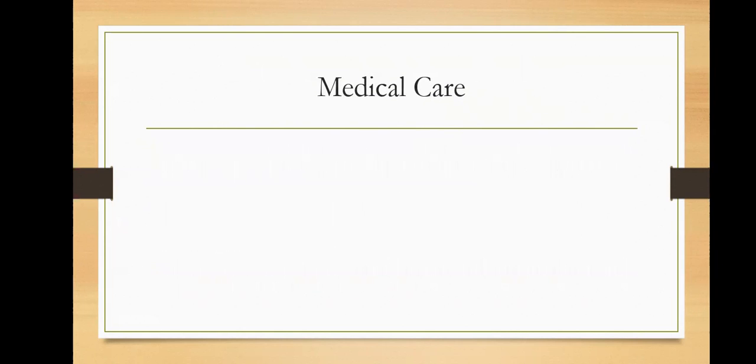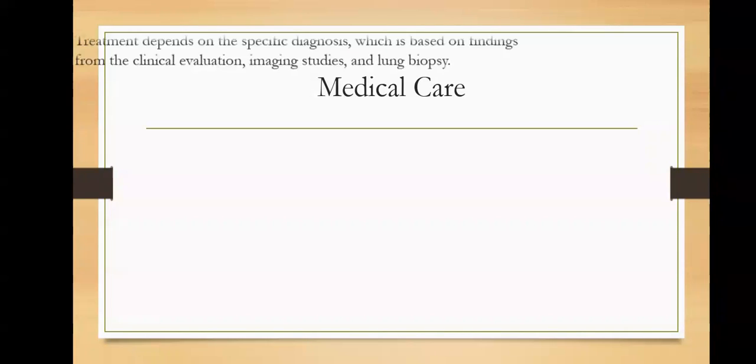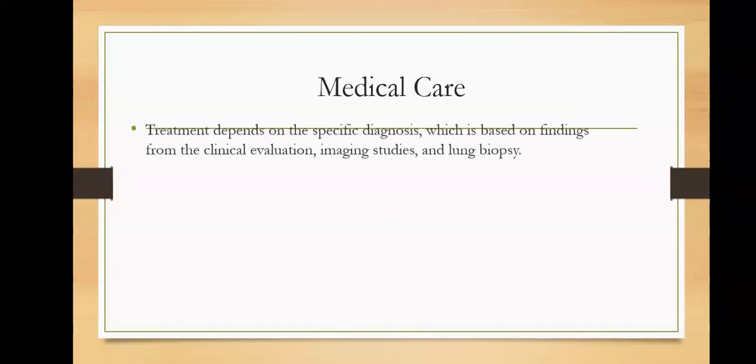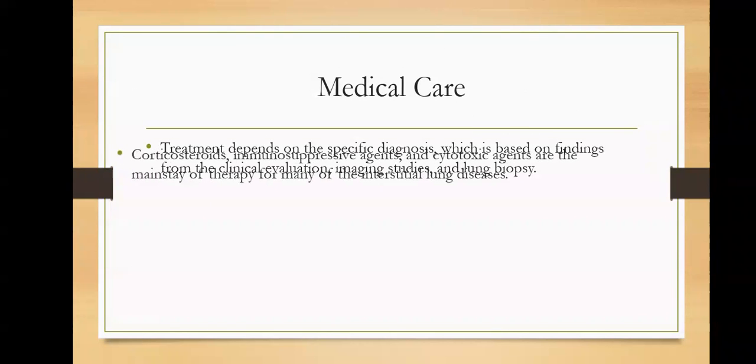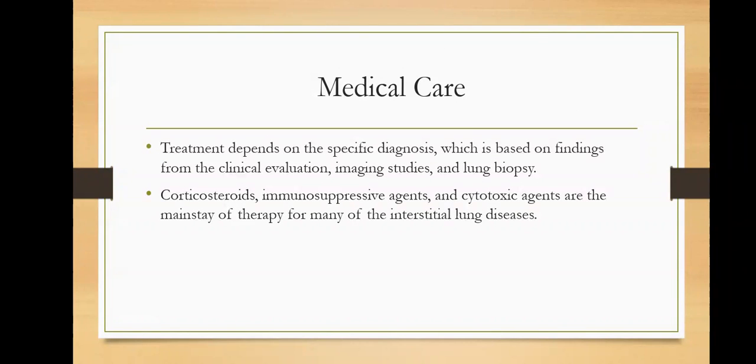The treatment depends on the diagnosis, which is based on the findings, clinical evaluation, studies, and lung biopsy sometimes. Steroids, immunosuppressive agents, and cytotoxic agents are the mainstay therapy for many interstitial lung diseases. Other therapies like supplemental oxygen, which alleviates exercise-induced hypoxemia and improves performance, may be used. So this is the general medical care for these patients.